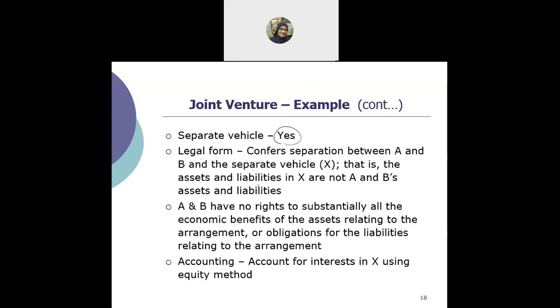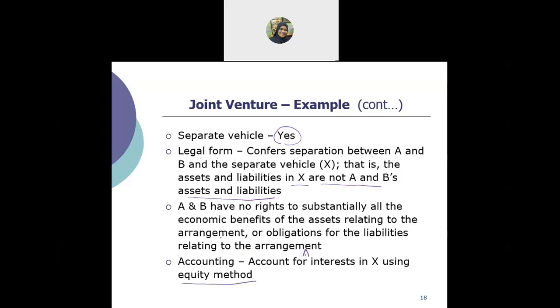So A and B are going to be separate from X. That is, assets and liabilities in X are not A and B's assets and liabilities. It means that X has its own assets and liabilities. A and B have no right to the substantial or economic benefit of assets relating to the arrangement, or obligations for the liabilities relating to the arrangement. Accounting for interest in X uses the equity method.